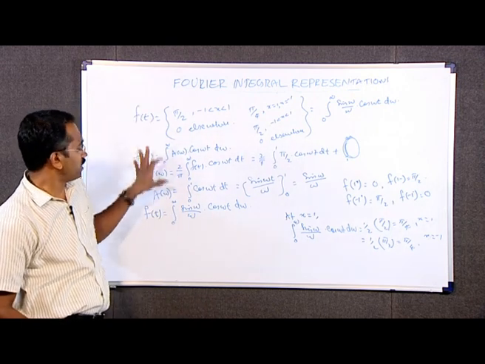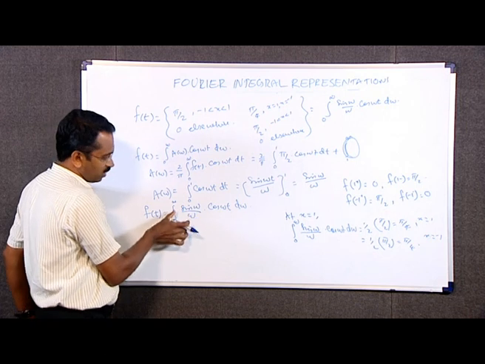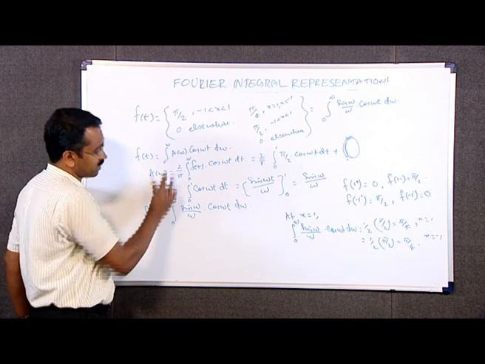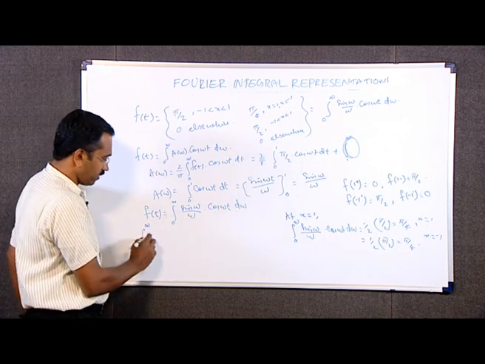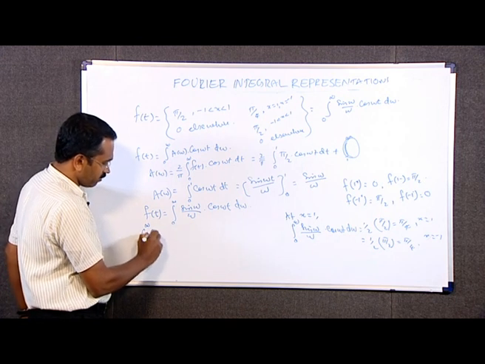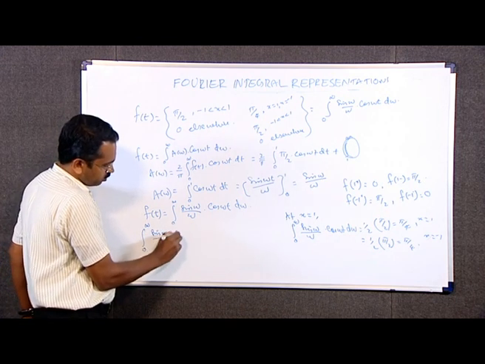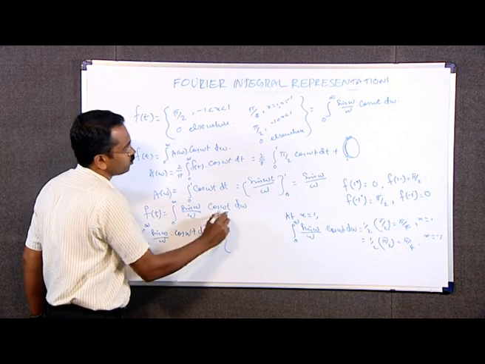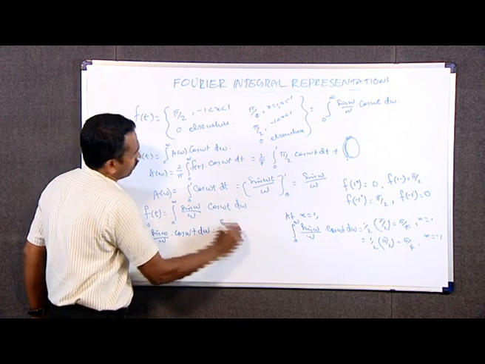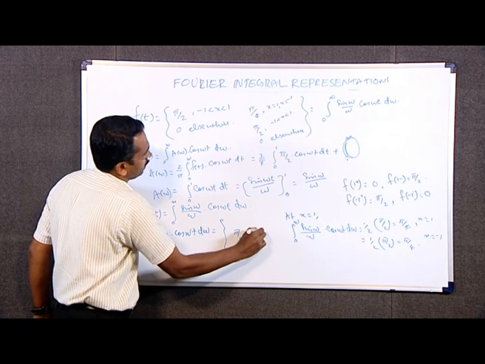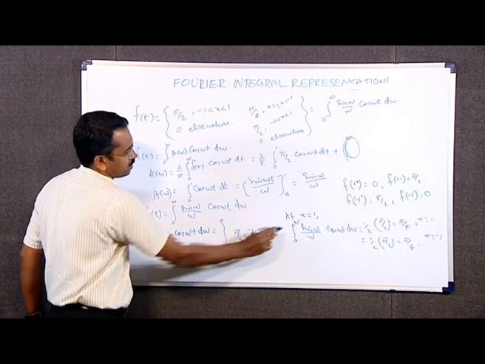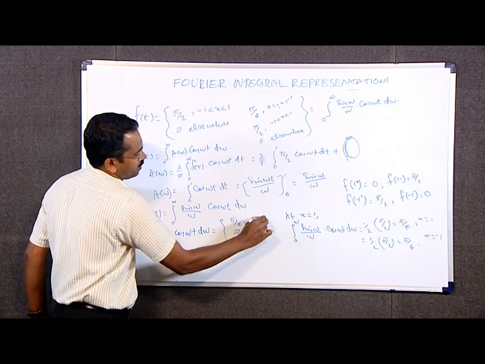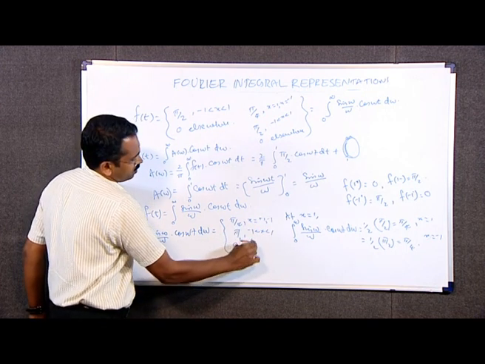Therefore, we can express f of t as this integral. By collecting all the values of f of t, we can express the integral from 0 to infinity of sin omega by omega into cos omega t d omega as equal to pi by 2 for minus 1 less than x less than 1, and pi by 4 for x equal to 1 and minus 1, and 0 in all other cases.